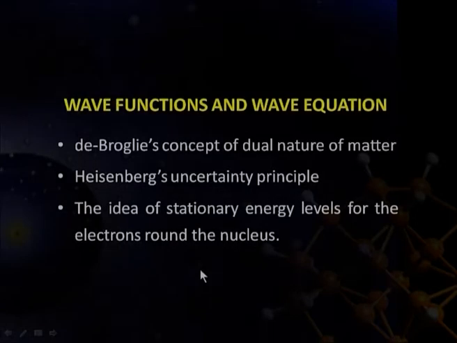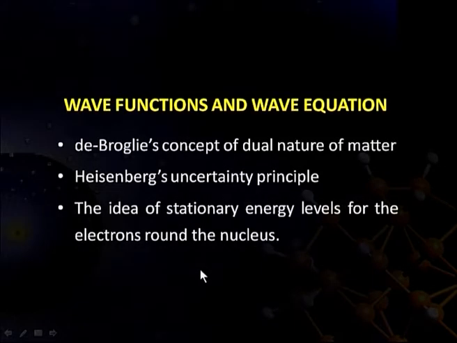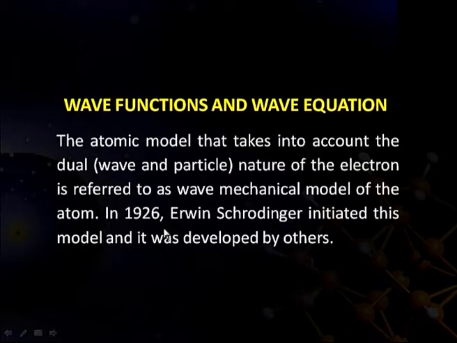After the failure of the Bohr's atomic model, the scientists were in search of a new model of the atom which could combine the following concepts: de Broglie concept of dual nature of matter, Heisenberg uncertainty principle, and the idea of stationary energy level for the electron around the nucleus. The atomic model that takes into account the dual nature of the electron is referred to as the wave mechanical model of the atom. In 1926, Erwin Schrödinger initiated this model and it was developed by others.